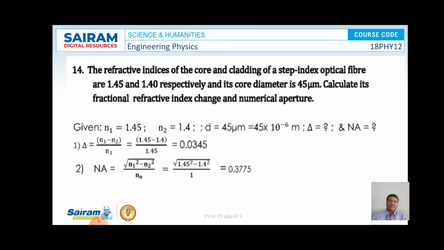So delta is calculated as delta is equal to (N1 minus N2) by N1, that is equal to (1.45 minus 1.40) by 1.45, that is equal to 0.0345. And numerical aperture can be written as square root of (N1 square minus N2 square) by N0, that is equal to square root of (1.45 square minus 1.4 square) by 1. So the value of NA becomes 0.3775.